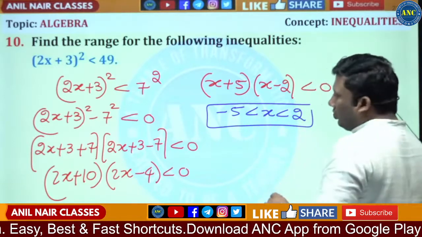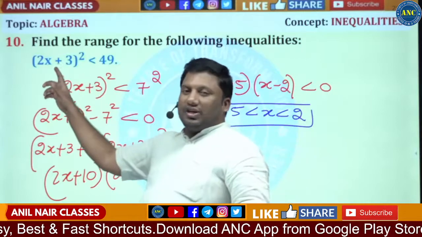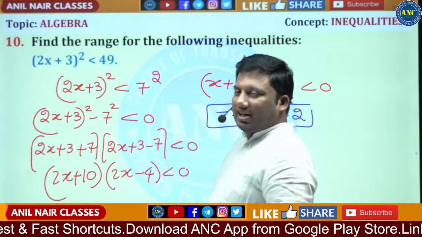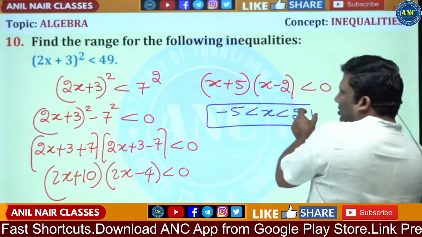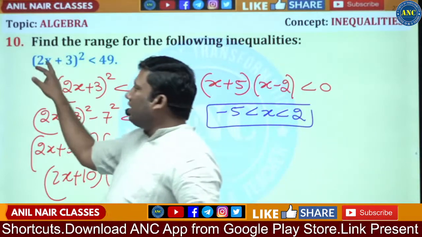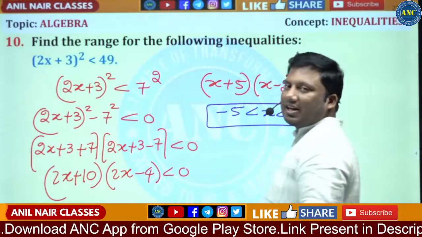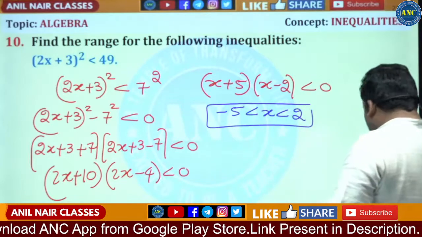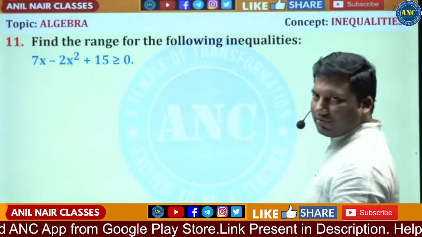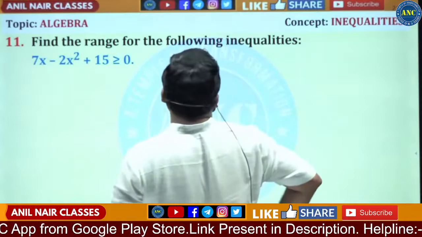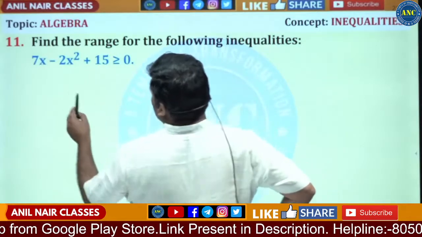X is 0: 0 plus 3, 3. 3 square 9. 9 is less than 49. X is 3: 2 3s are 6, 6 plus 3, 9. 9 square 81. 81 is greater than 49. That is the reason x cannot be greater than 2. Next one. Find the range for the following inequality.